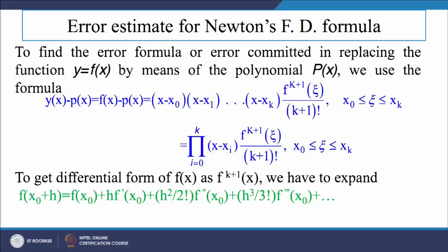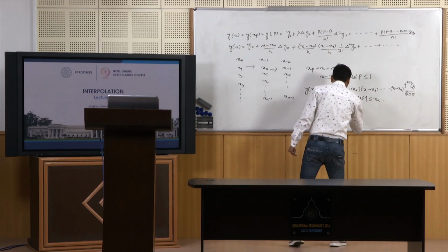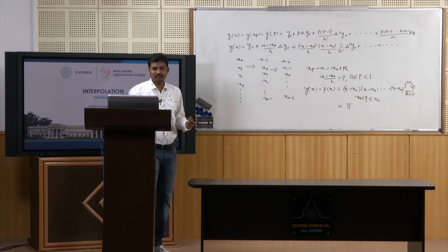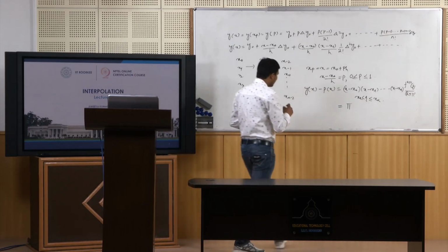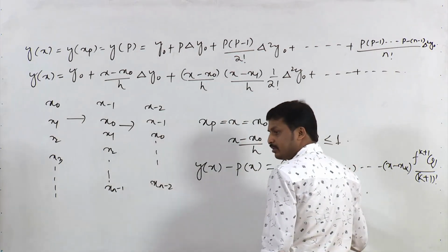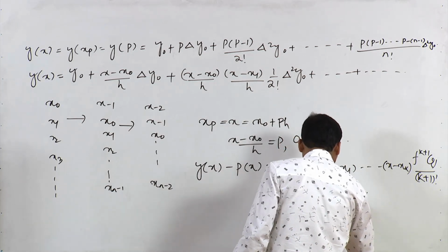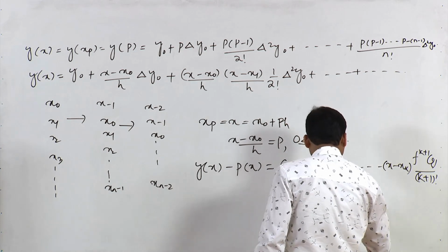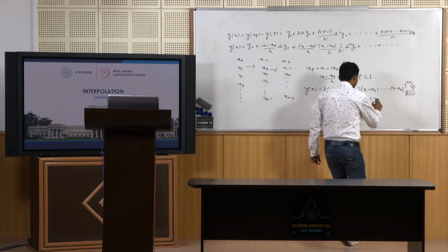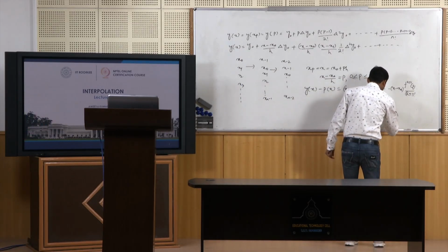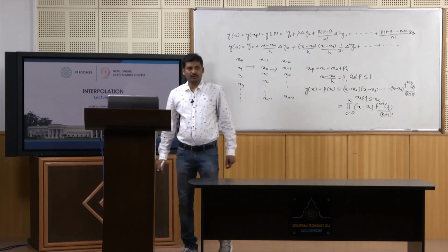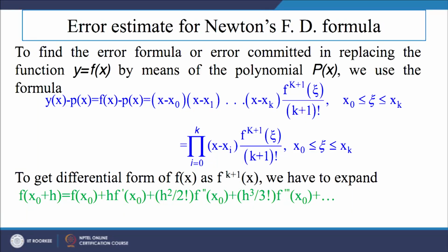And sometimes also, in a product form, this can be written as the product of i equals 0 to k of x minus xi, and obviously we can write this as f to the power k plus 1 of zeta by k plus 1 factorial here, where zeta should lie between x0 to xk.